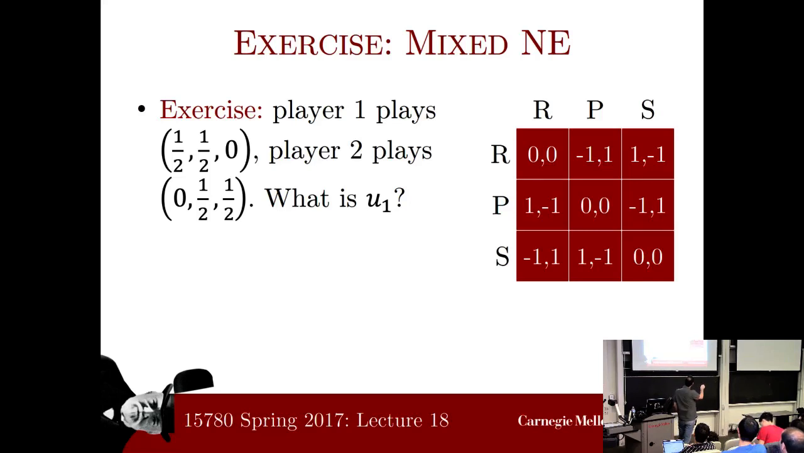So basically we're saying player 1 plays 1/2, 1/2. Player 2 plays 1/2, 1/2. So the possible outcomes are these 4 entries of the matrix. And we're looking at the left number, the utility of player 1. So what we're getting is -1 with probability 1/4, 1 with probability 1/4, 0 with probability 1/4, and -1 with probability 1/4. And then the expectation is -1/4.